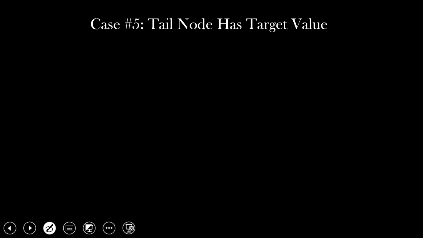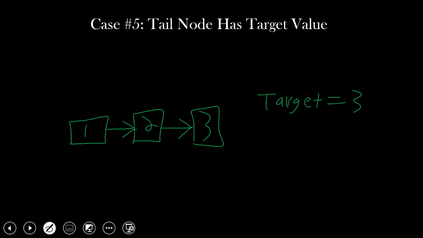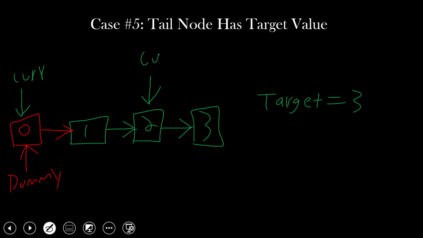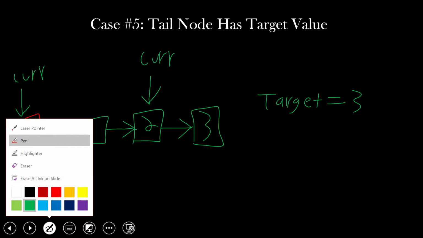And for case 5 here, let's say that the tail node has the target. This case isn't too bad, and I'll show you guys how we're going to address it. So now that the target is at the tail node, we're not going to really do anything different, guys. Still, we introduce our dummy head, and of course we still introduce our current pointer. And so we would ask ourselves, does current.next have our target? And as you guys can clearly see, that check is not going to get set off until current is right here, right?